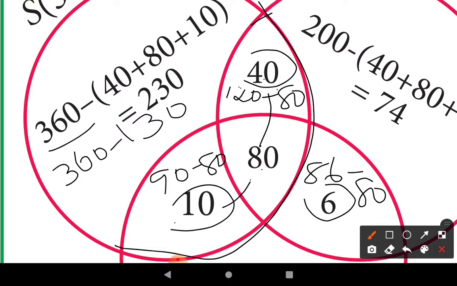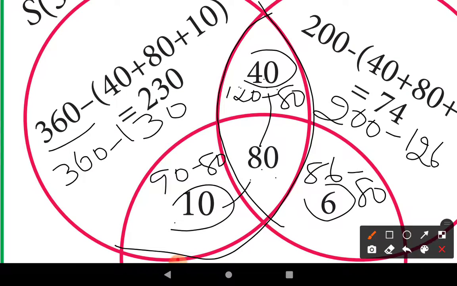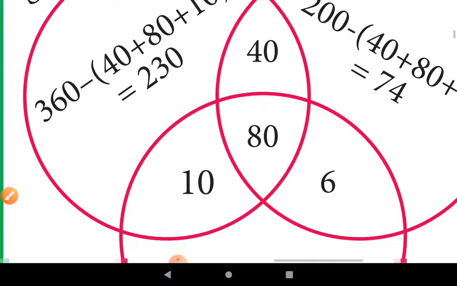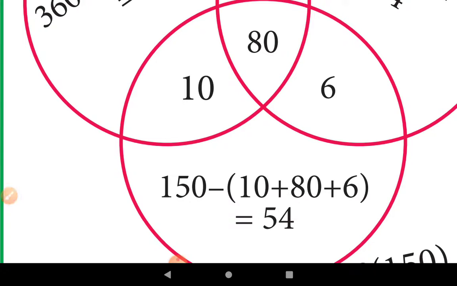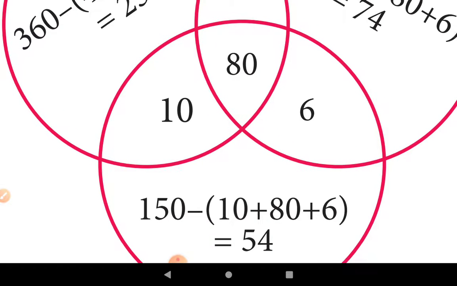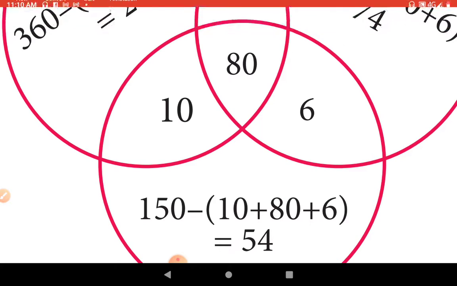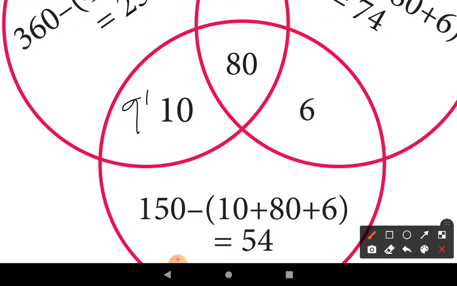After that, within the car circle you add these three: 40, 80 and 6, which gives 126. So 200 minus 126 gives automatically 74. Next, inside the bicycle circle you add and subtract similarly, so 150 minus 96 gives 54. This is 80. And inside the circle: 90 minus 10 is 80, and 86 minus 6 is 80.